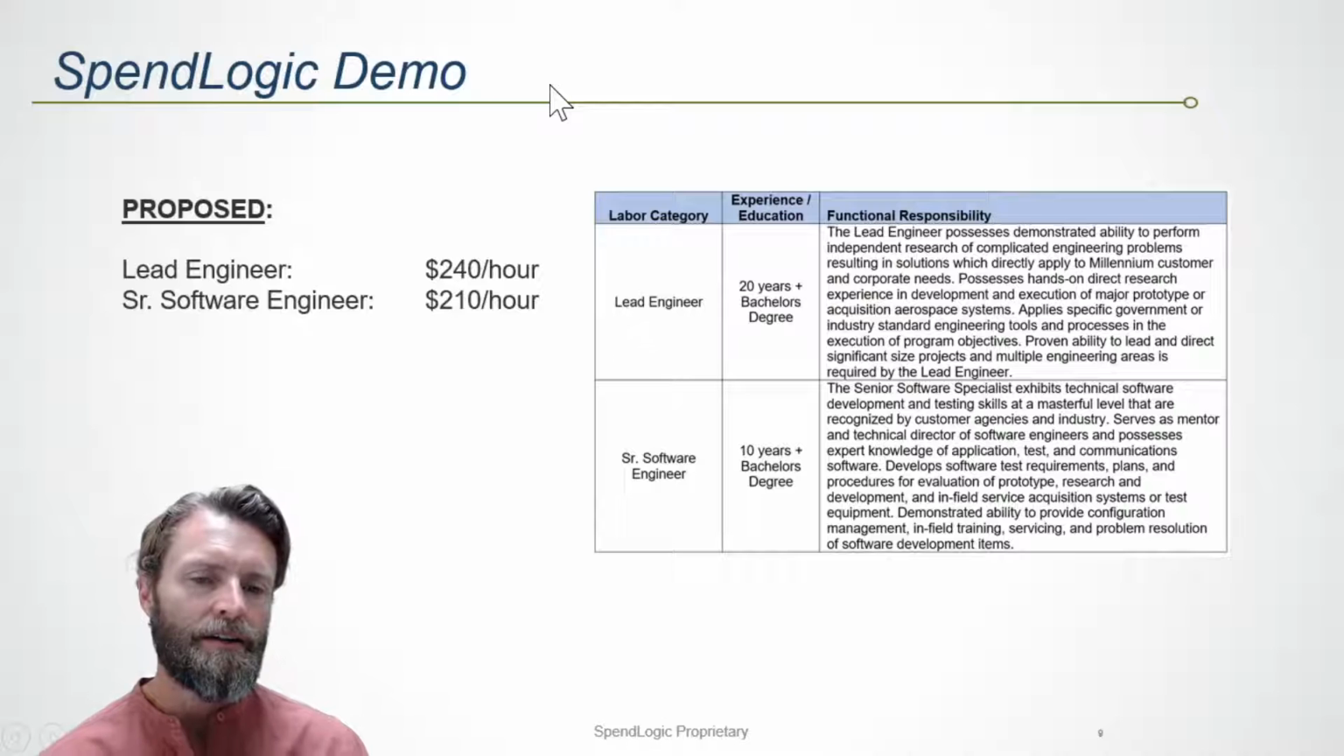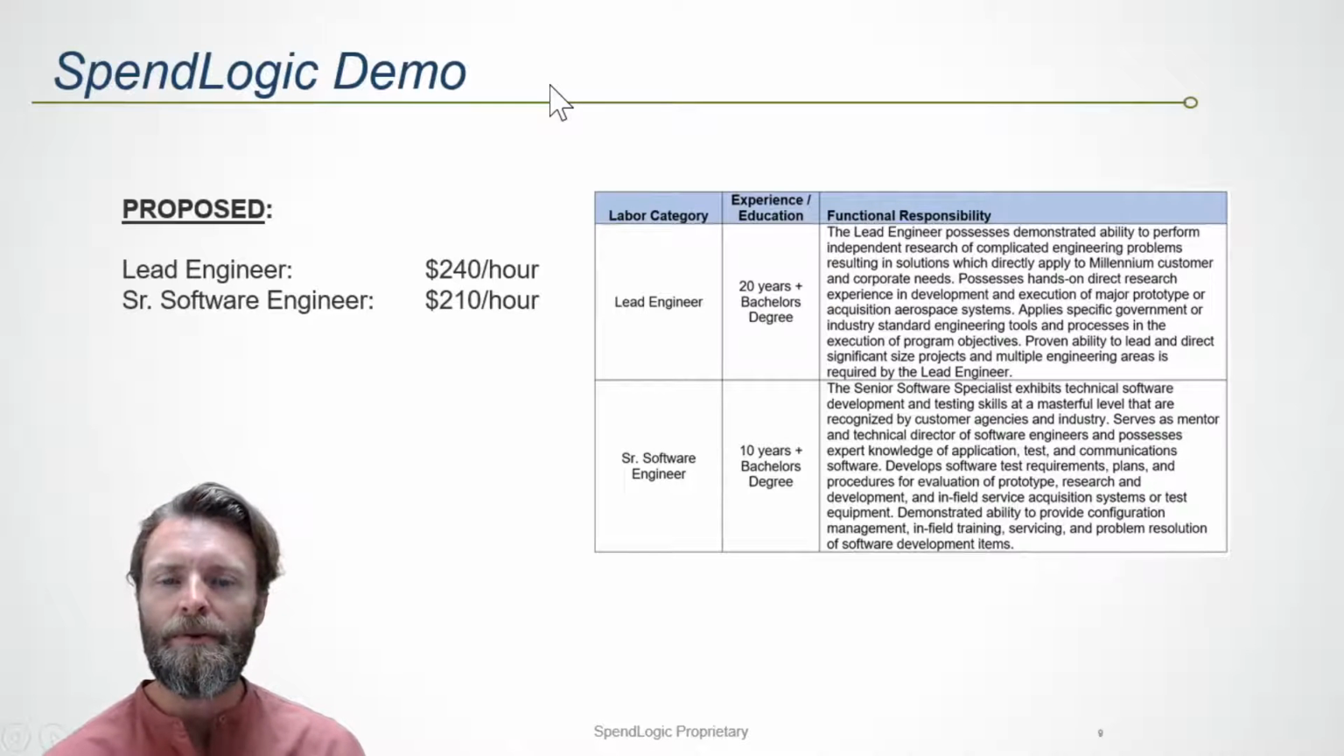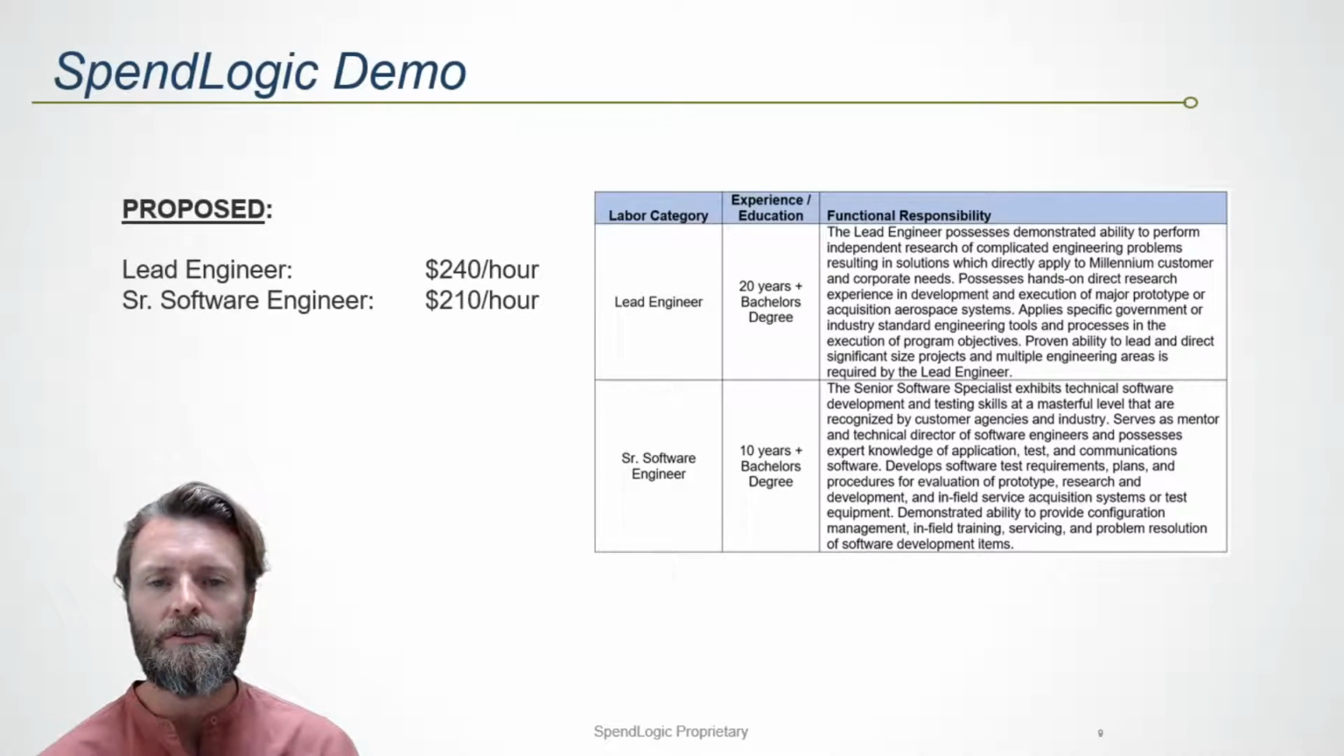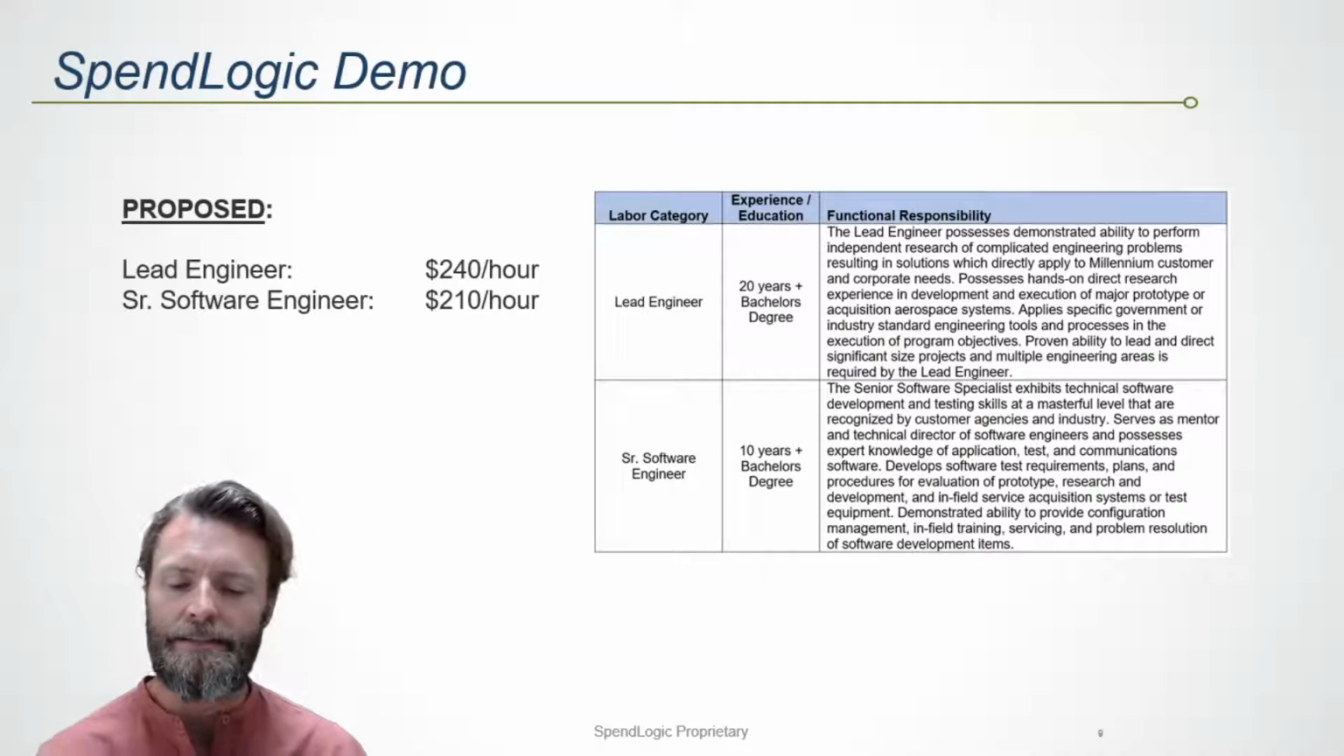So my supplier has already provided me with a little bit of background information on what they do and their years of experience in education. So a lead is 20 years and a bachelor's. A senior software engineer is 10 years and a bachelor's. So that's the basic information that we're going to need in order to do our price analysis.